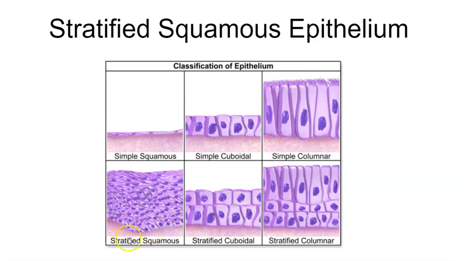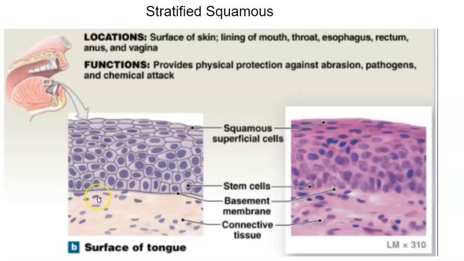Now let's look at stratified squamous. So we still have the same shape, still that flat shape, but it's going to be many layers. So notice this is the apical layer, or the exposed surface. This is the basal layer down here. And then this right here, which is difficult to see, is the basement membrane. It's shown pretty well here in this cartoon drawing.